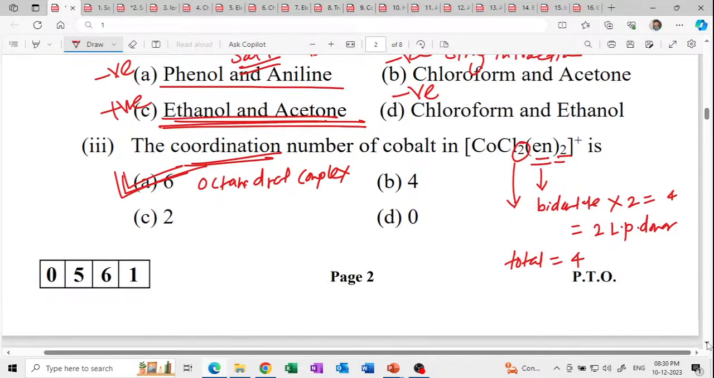Number 3, the coordination number of cobalt in the COCl2 en twice. En stands for ethylene diamine. So ethylene diamine is a bidentate ligand. Each ethylene diamine donates the 2 electron pair, so there is a total 4, and there is a 2 from the chlorine. Get it? So total is a 6. This is the octahedral complex.